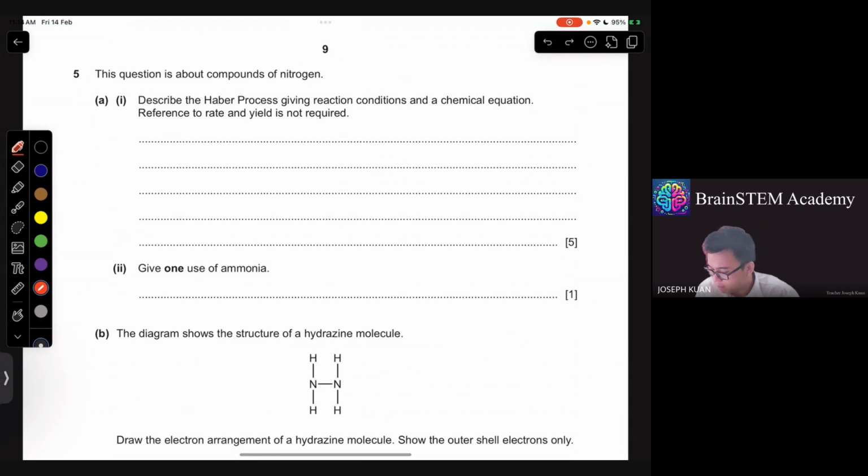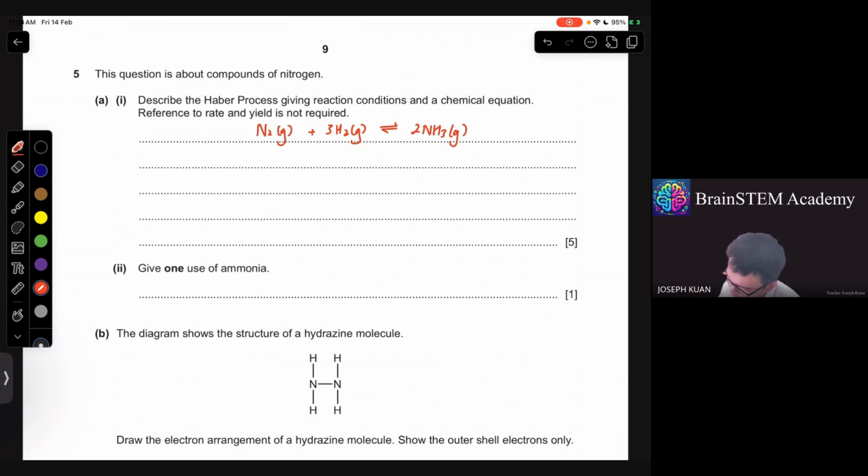This question is about compounds of nitrogen. Describe the Haber process giving reaction conditions and a chemical equation. Reference to the rate and yield is not required. Well, first of all, equation-wise, it's N2 plus 3H2, reversible reaction, forming 2NH3(g). All right, that's the equation.